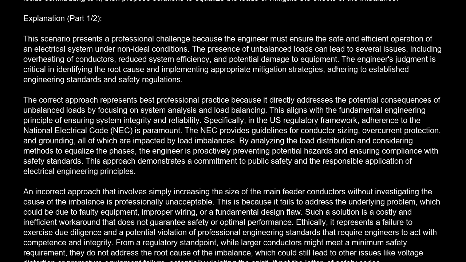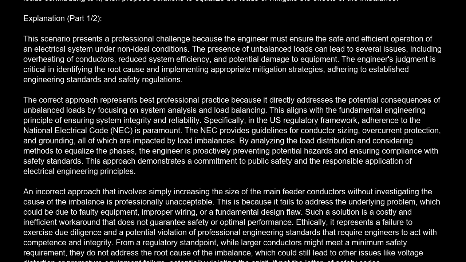The engineer's judgment is critical in identifying the root cause and implementing appropriate mitigation strategies, adhering to established engineering standards and safety regulations. The correct approach represents best professional practice because it directly addresses the potential consequences of unbalanced loads by focusing on system analysis and load balancing. This aligns with the fundamental engineering principle of ensuring system integrity and reliability.